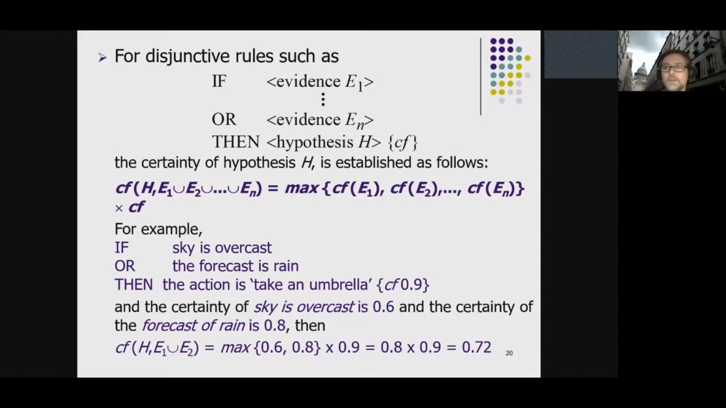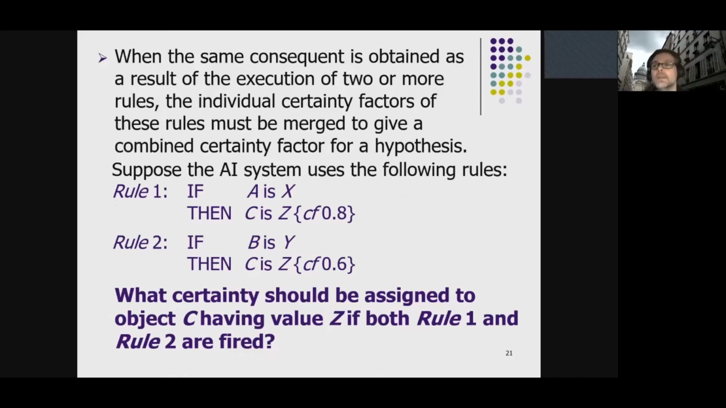And the simple operations that have been defined. Someone could say that, look, in real world applications, sometimes things are not straightforward. So, for example, I have a case here where the same consequence, the same action, is obtained as a result of the examination of two or more rules. So what is going to happen here, for example?